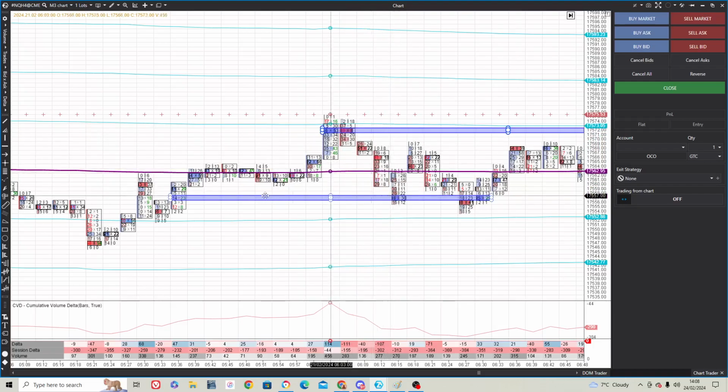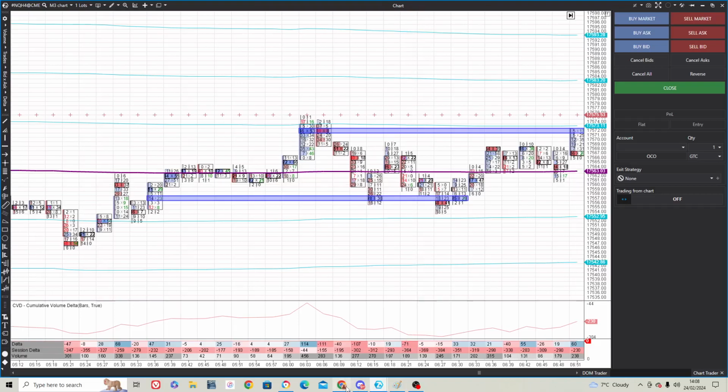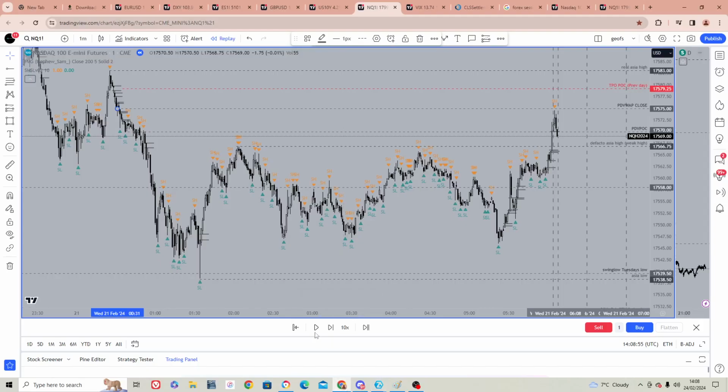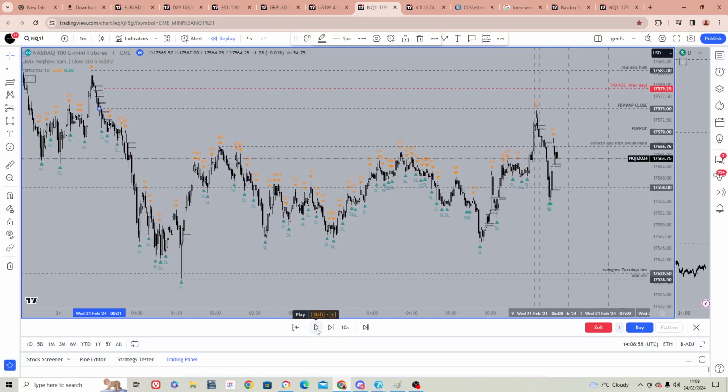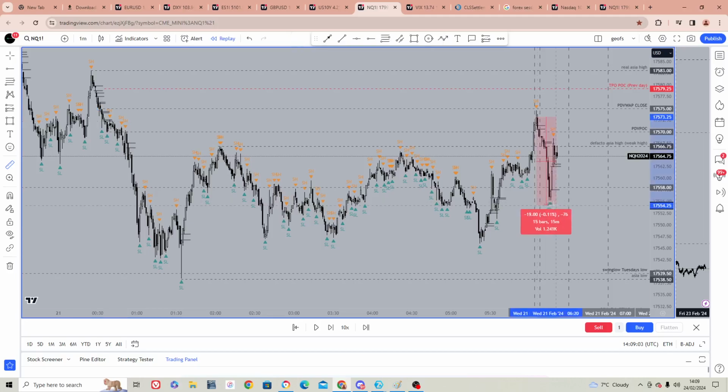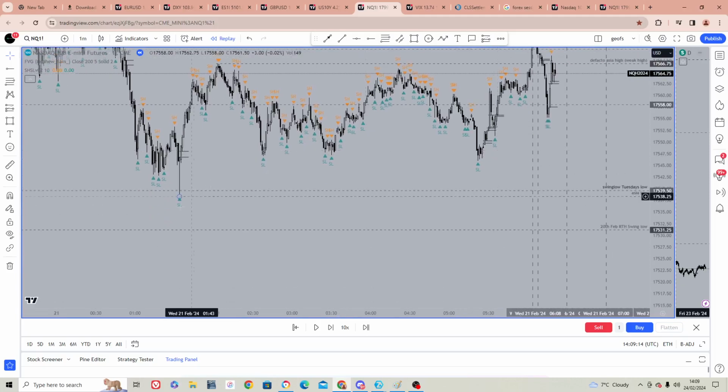We come and test this imbalance, we come back up, and maybe note this high volume node for a retest later on. Okay, so let's have a look at the replay again, see what happens. Yeah, we get a decent move down here. Okay, so 17 points, not bad. Usually for intraday, I'd be looking for more, and I'd also be targeting the Asia low.